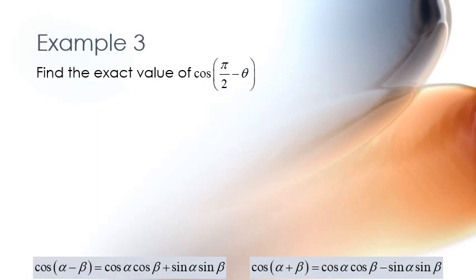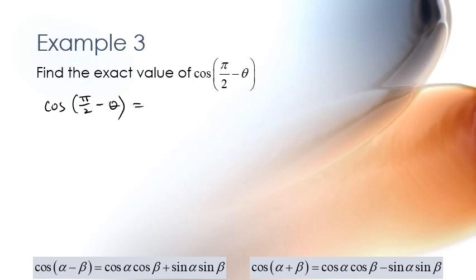Example 3. Find the exact value of the cosine of pi over 2 minus theta. All right, so let's take a look here. Cosine of pi over 2 minus theta. Now this one feels a little bit different because although pi over 2 is an exact value, it actually is a concrete or a constant angle. Theta is just a placeholder. So what we're actually looking for in this situation is to establish a new identity.